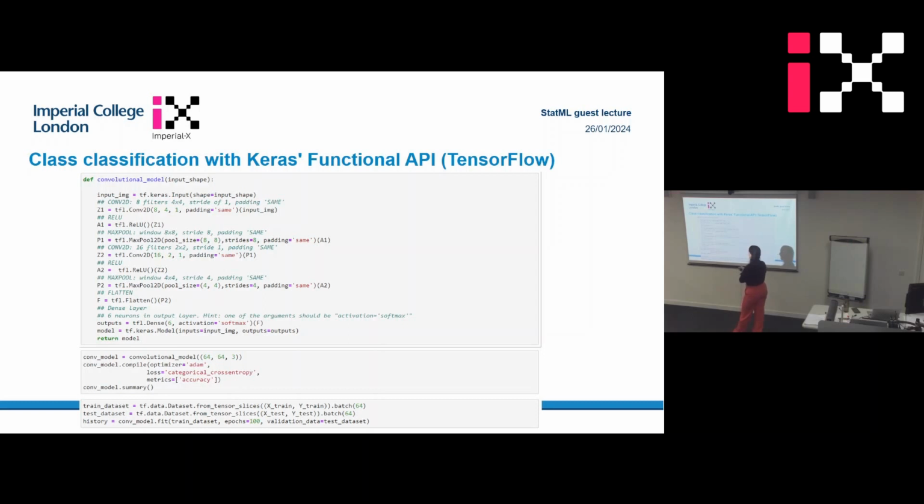Then you just compile your model, so you have to tell it what optimizer you want to use. In this case, Adam is very typical. The cross entropy loss would also be very typical. And what metrics do you want to use to measure how good your algorithm is, in this case accuracy. This line here, conv model summary, is going to tell you the layers that you have, the input size, and the output size.